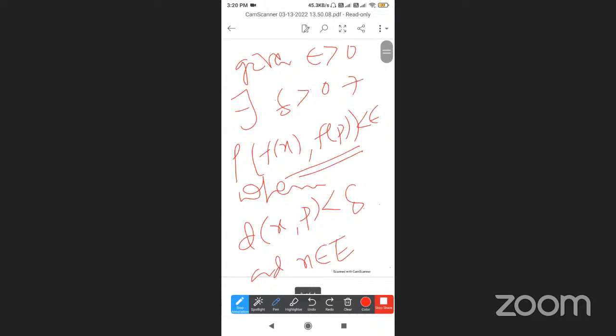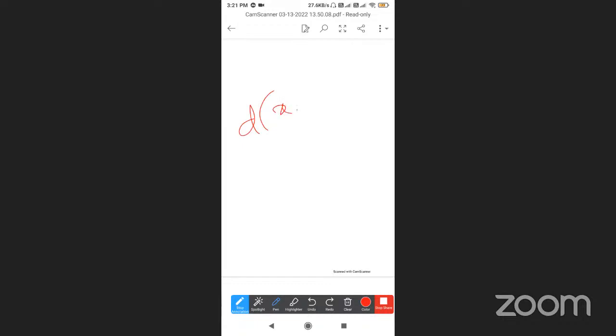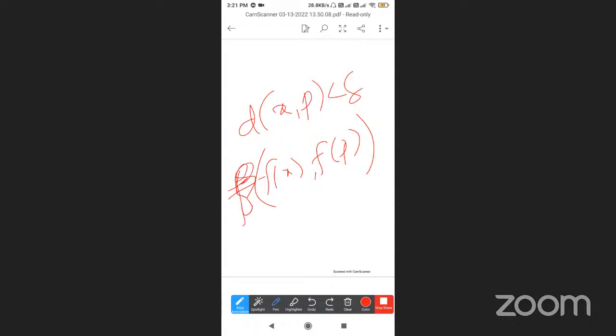What is the continuous definition? Let (X, d) be a metric space and (Y, ρ) the second metric space. Let p be a limit point of X, and f maps x to f(p). So what is the definition here? If d(x, p) is less than delta, then it implies ρ(f(x), f(p)) is less than epsilon. That is a simple definition.